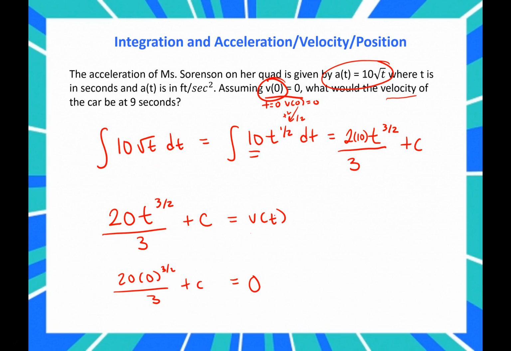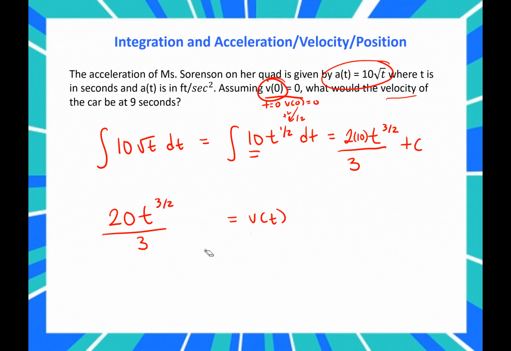Well, this is very uneventful. It's exactly what you think it would be. We get a 0 plus c equals 0, meaning c equals 0. So our velocity function is actually going to be plus 0 right here, so I can just eliminate this.